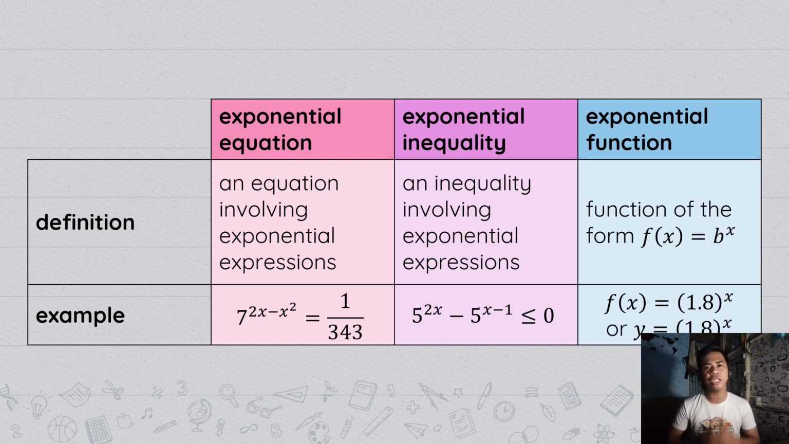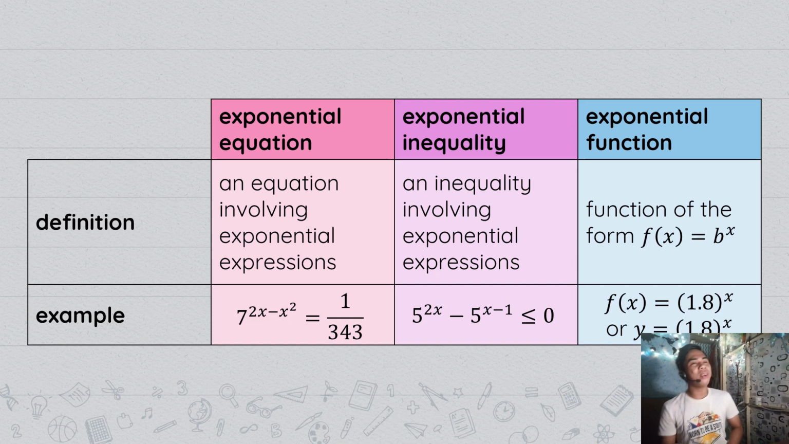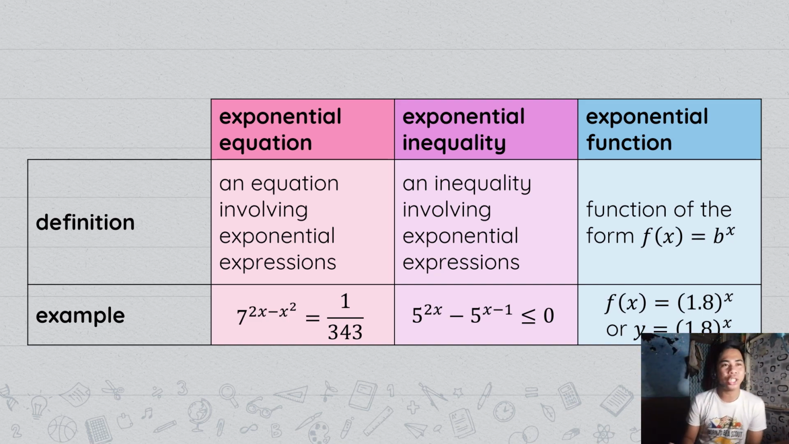Let us first distinguish the differences among the three. I have here the exponential equation. An exponential equation is an equation involving exponential expressions. How do we define exponential expressions? As you can see here, class, we have 7 raised to 2x minus x squared is equal to 1 over 343.